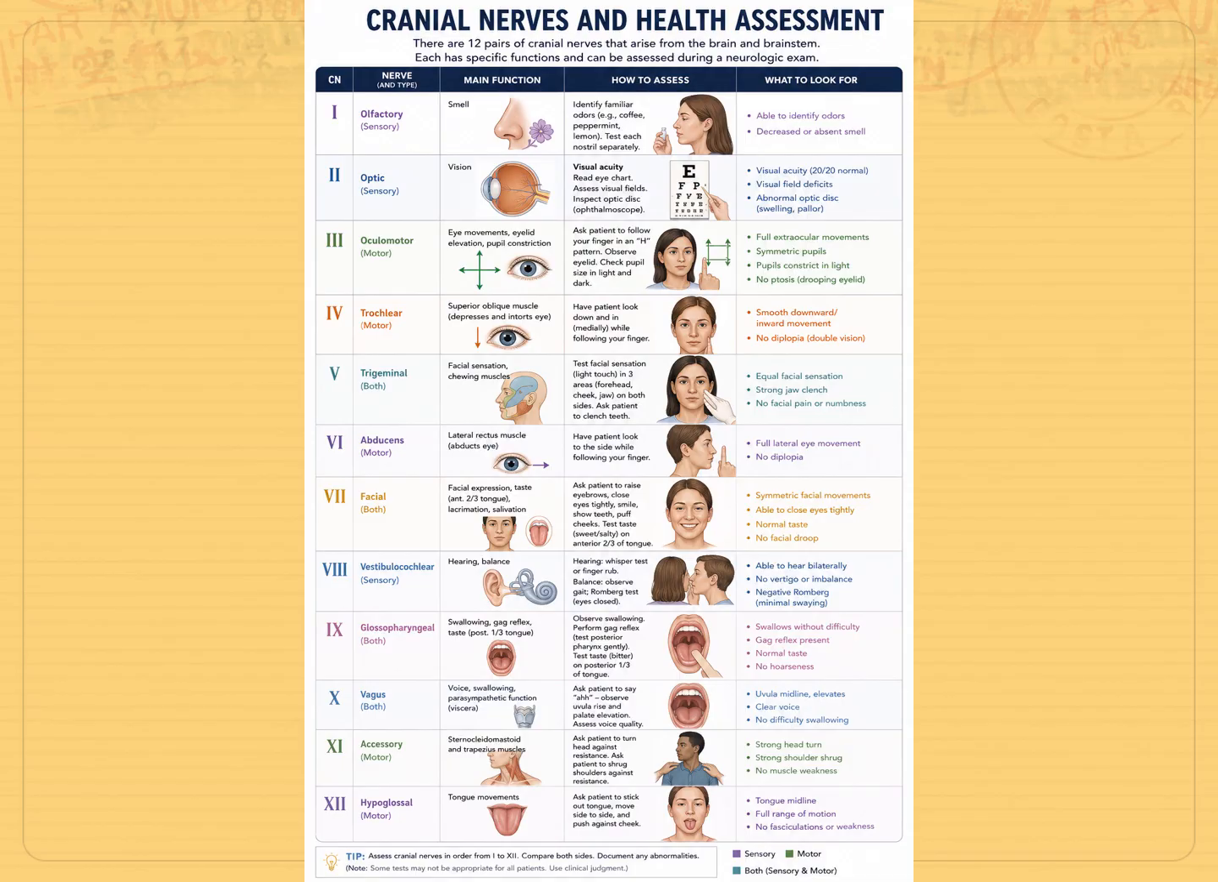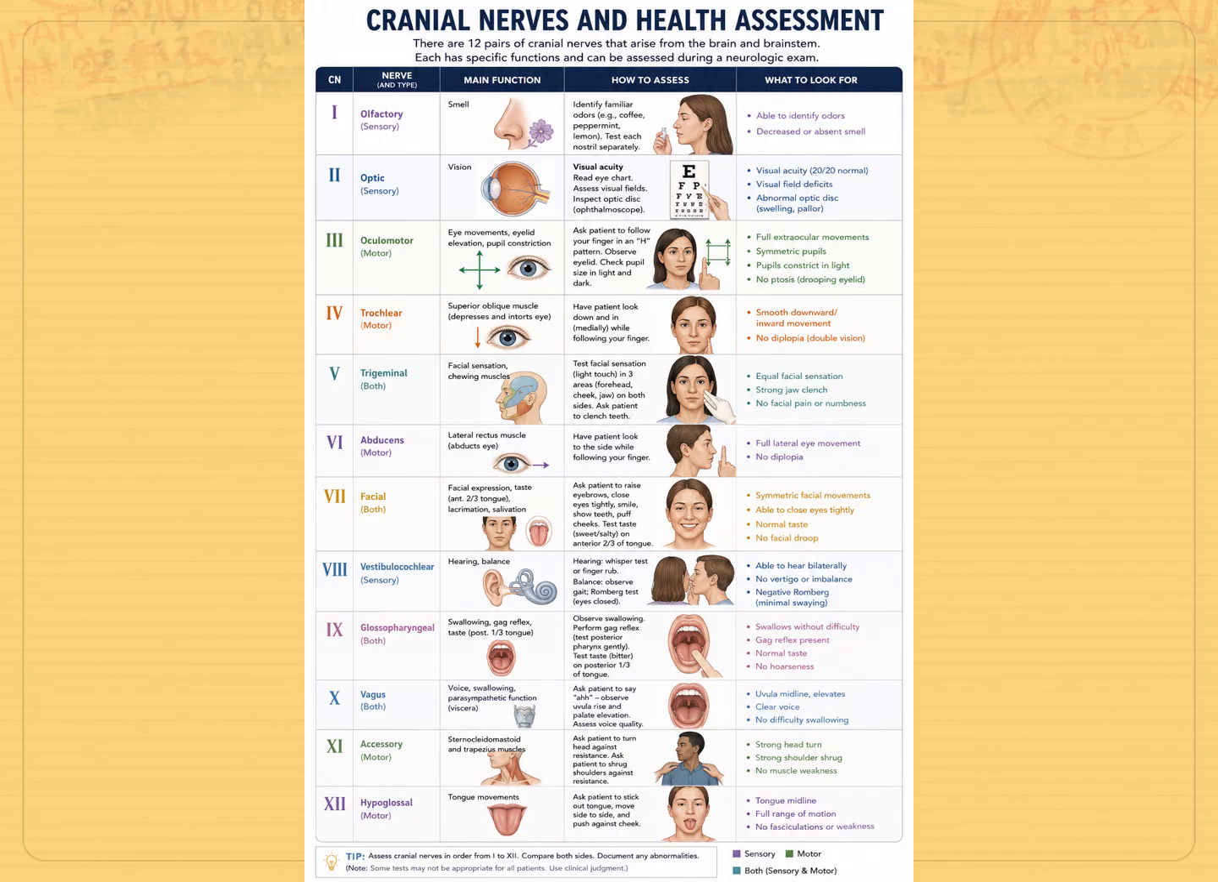Now we're going to work through the 12 cranial nerves, which originate from the brain and brainstem. These nerves control many of the functions we assess every day, including smell, vision, eye movements, facial sensation, hearing, swallowing, and tongue movement. So a full cranial nerve assessment is often performed during a comprehensive neuro exam, usually by a neurologist or a specialized nurse who has been trained in cranial nerve assessment. But as bedside nurses, we're typically performing our focused assessment, especially for patients with suspected stroke or neurologic changes.